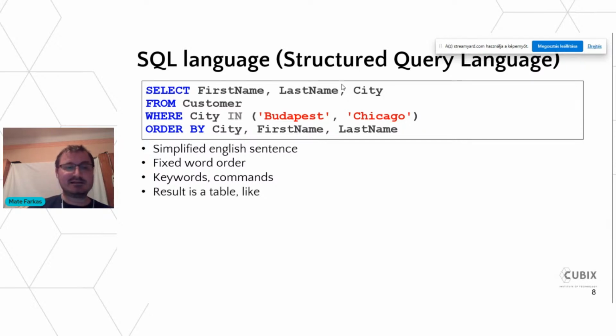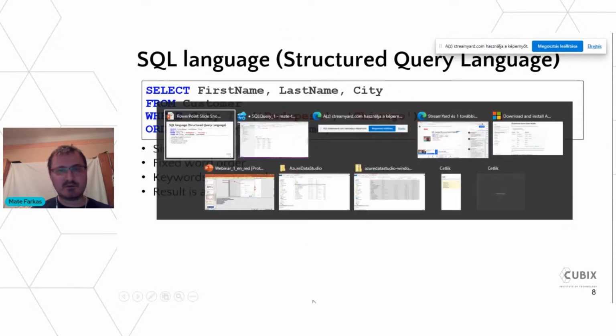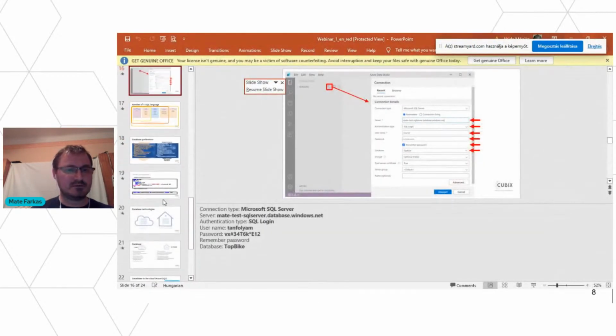And the result is always a table, a two-dimensional table, nothing else. This is the main concept of relational databases and the SQL language. It always returns a table. It can happen that the table contains only one column or one row, but it's a table. Okay, that's a very basic introduction into the SQL language. You can try this query yourself if you want.